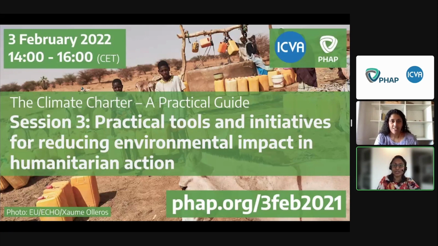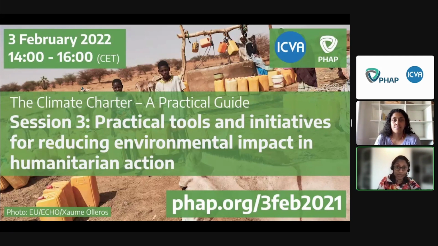For those joining for the first time to this learning stream, it's on climate change and humanitarian action. It's a series of webinars where we aim to unpack the commitments of the Climate and Environment Charter for humanitarian organizations and look at how they can be implemented in practice. We conducted an introductory webinar to the Charter, which was followed by the first topic of the series covering Commitment 1 of the Charter, where we looked at how we support, strengthen resilience, and adapt to the impacts of climate change.